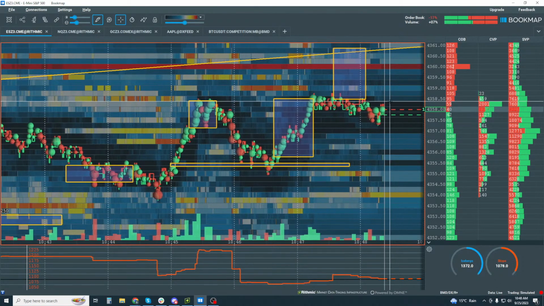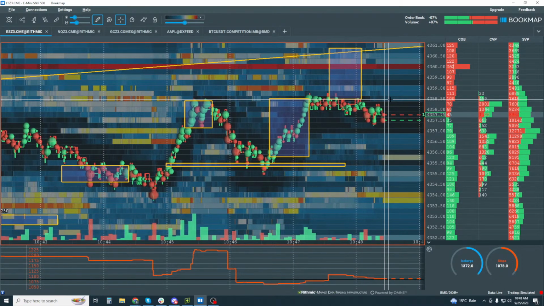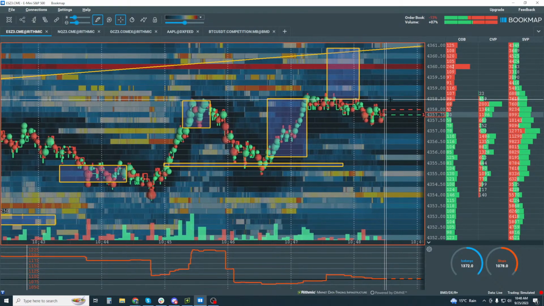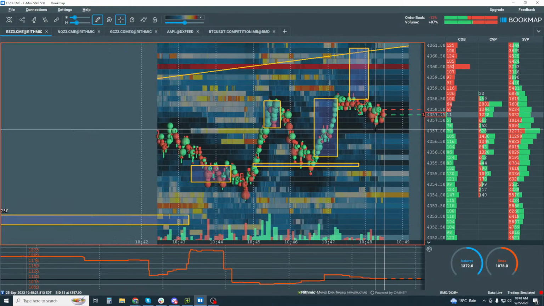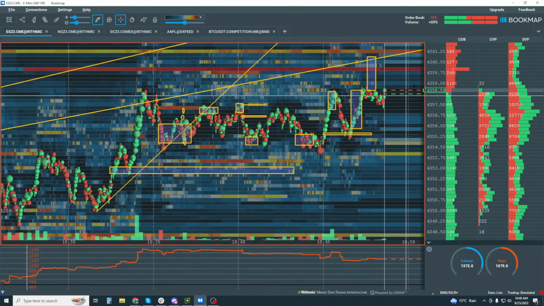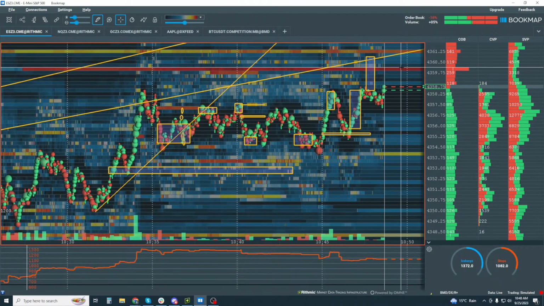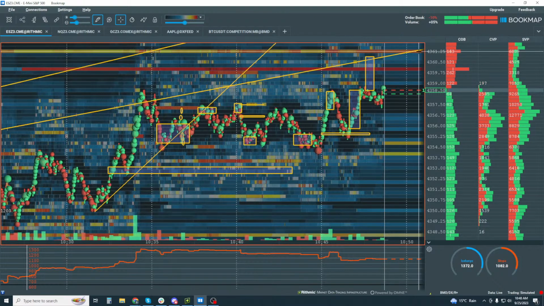Okay, back up. Let's see it, buyers. Let's see if you got it still. Okay, here they go. Now we should get our move. Looking for the move up into 60, 61.